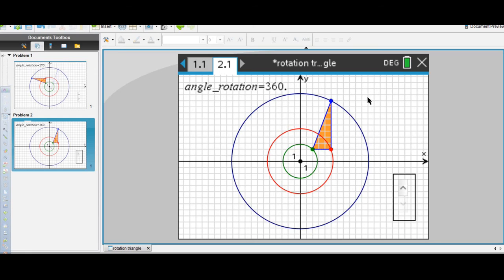All right, so that was just a quick introduction to rotations around the center. I hope this helped you get an idea of what we're going to be doing as we look more carefully at rotating polygons around the center.